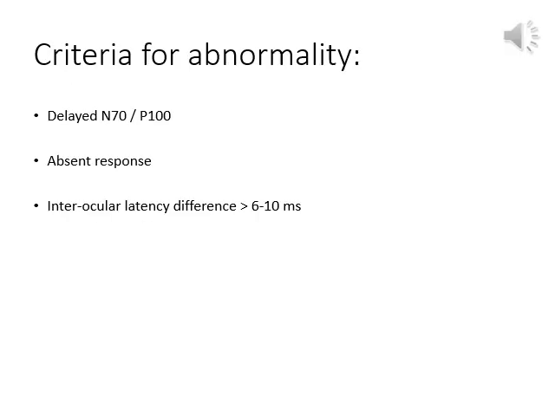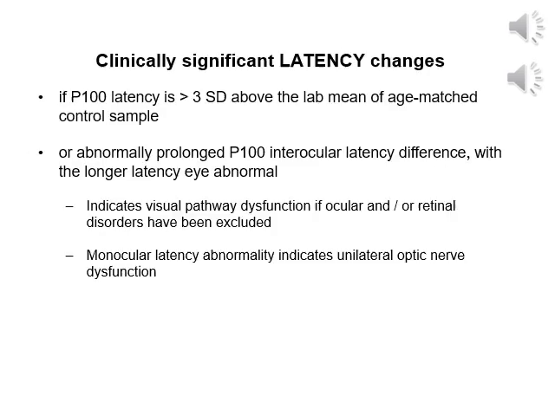The criteria for calling a VEP abnormal are delayed N70 and P100 with the latencies above the upper limits of normal, an entirely absent response, or the observation of interocular latency differences in the order of 6 to 10 milliseconds or more. Those are the clinical standards that we use to call a VEP abnormal.